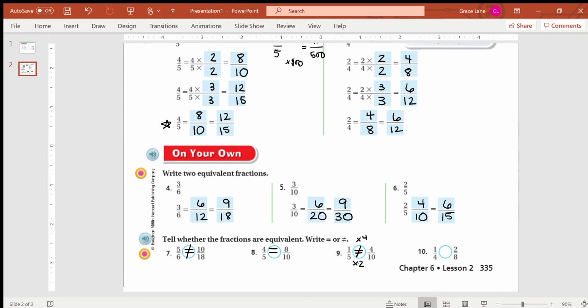And then finally, number 10, 1 times 2 gave me 2. They did 4 times 2 on the bottom to get 8. So since they are the same factor, they are equal. Okay, so this is really just more practice of what we have done earlier this week.